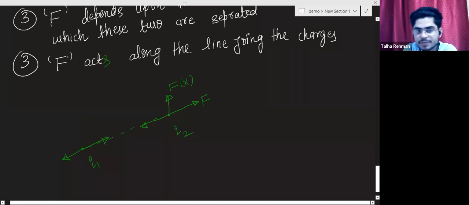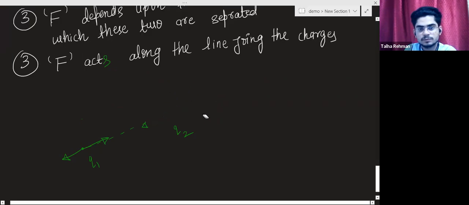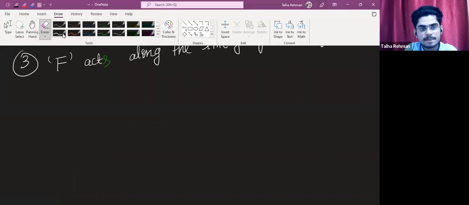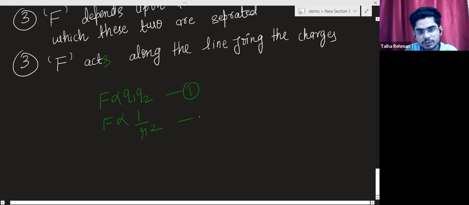Force F acts along the line joining the charges. Not like this, never. So now what happened? Now we will use some mathematics. F is directly proportional to Q1 and Q2, and F is also directly proportional to 1 by R square. Equation 1 and equation 2.